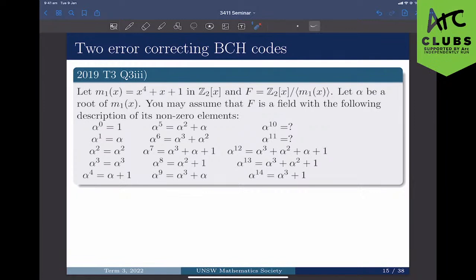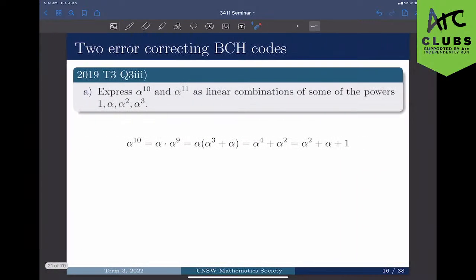So let m1(x) be x to the power 4 plus x plus 1, and let alpha be a root of this polynomial. We may assume that F is a field with the following description of its non-zero elements. So just because we just did chapter 5, this should be really fresh. And so firstly, we have to express alpha to the power of 10 and alpha to the power of 11 as linear combinations of the powers 1 to alpha cubed.